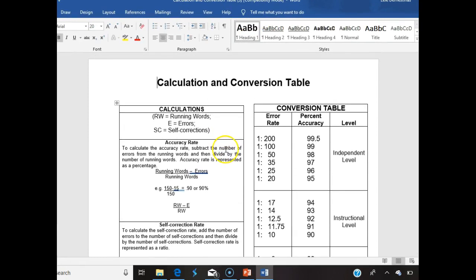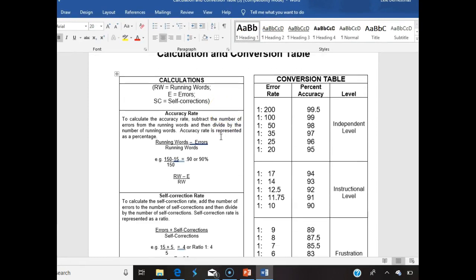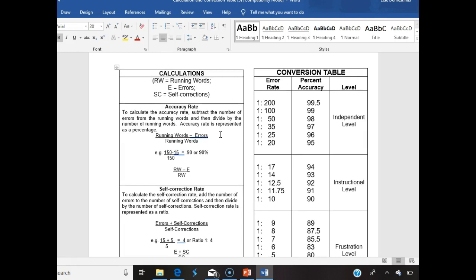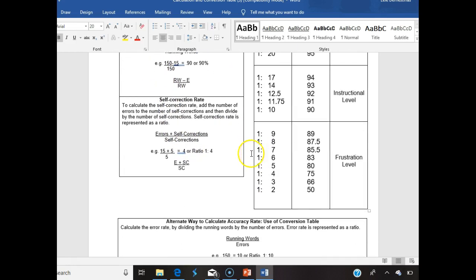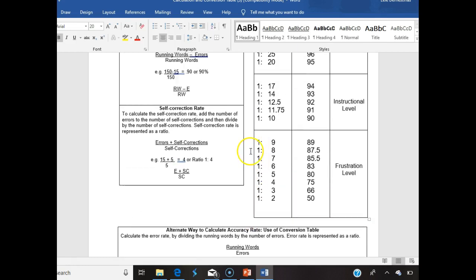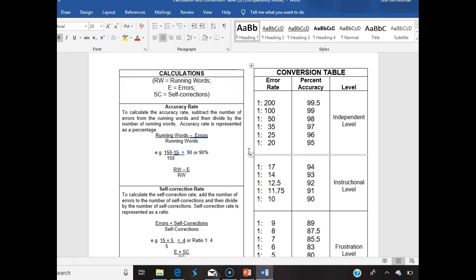Here we go. So you have this calculation and conversion table. There's no need to memorize the formulas because they're right here for you. And the more you do it, the more comfortable you're going to become with this, as well as memorizing the formulas in order to determine the error rate, self-correction rate, as well as accuracy. All very important in the final steps to determining the next steps for our students. Okay, thank you.